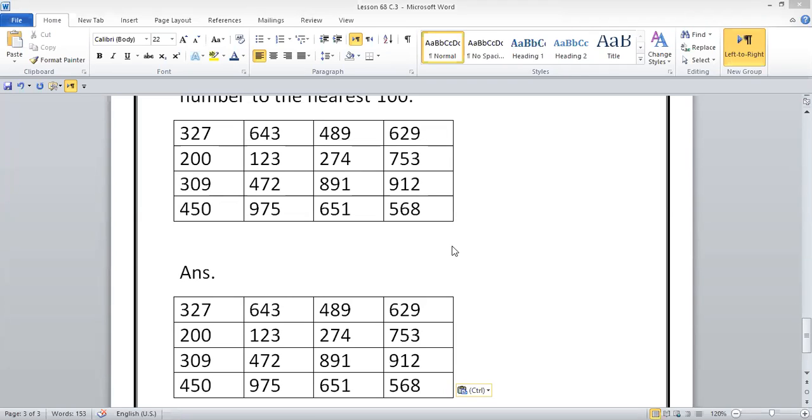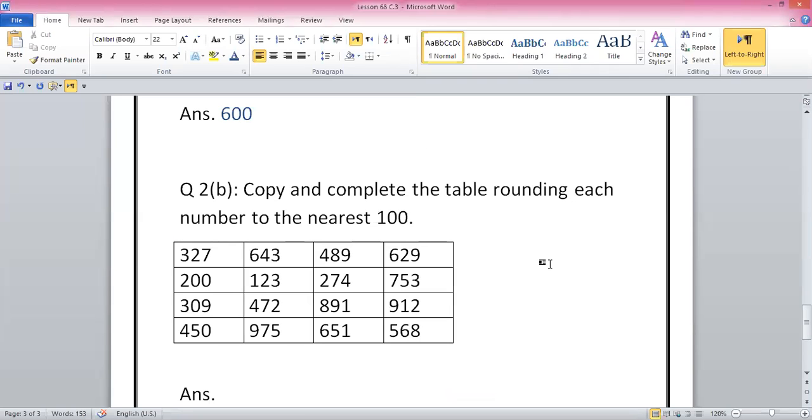Guys, this is question number 2B. Look at question number 2. This is copy and complete the table, rounding each number to the nearest 100. So you have to copy the table first and then round off these values to the nearest 100. And you have to write the values in their places. Like this is 327. This is placed on the first row, the first column.